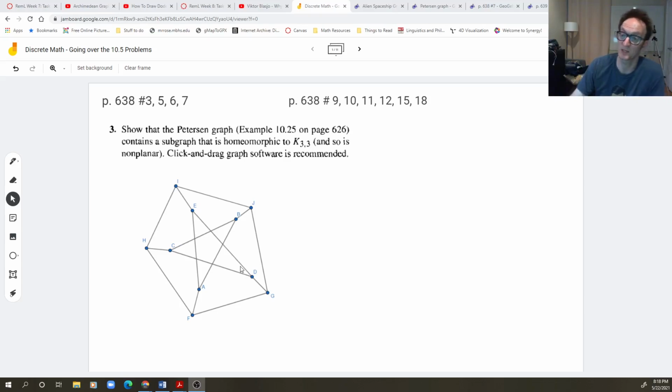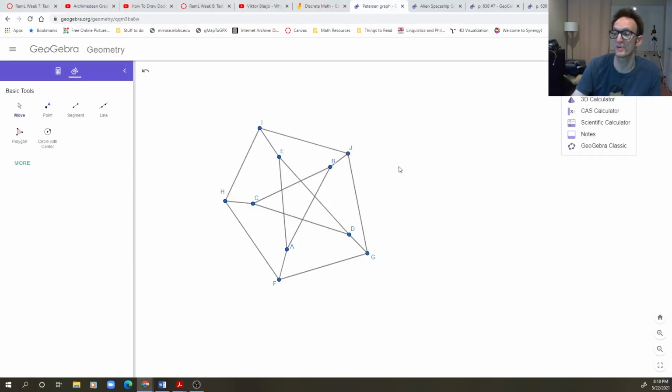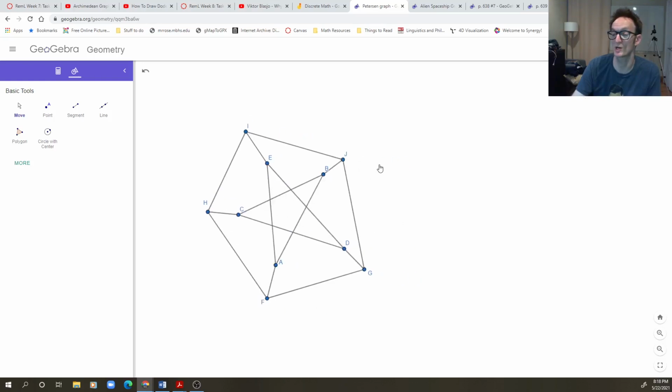What are we doing? First problem: show that the Petersen graph contains a subgraph that is homeomorphic to K33 and so is non-planar. Click and drag software is recommended. Thanks, Gossett. Here we go. Here's the Petersen graph. What are we trying to do? We're trying to show it's not planar.